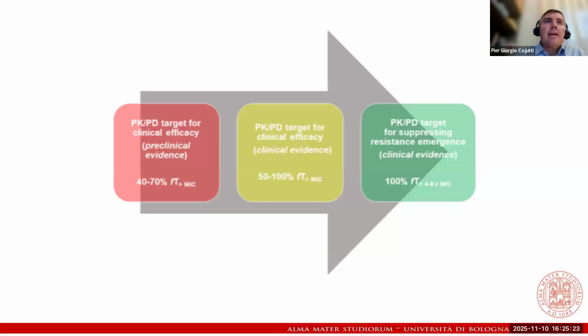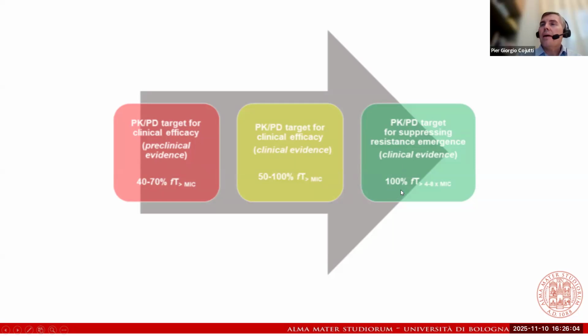So we can see a shift from preclinical PKPD target attainment to what is necessary when treating patients. Traditional PKPD targets are those in the red box: concentration above the MIC between 40 and 70% of the time within the dosing interval. This is the preclinical target, and how antimicrobials are currently tested nowadays. What we observe in the clinic is that this target is not sufficient.